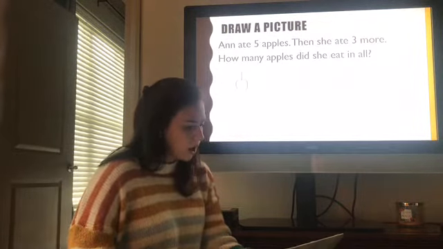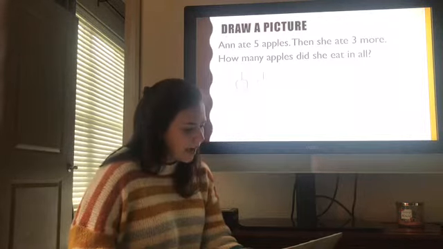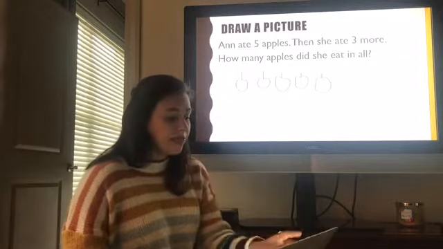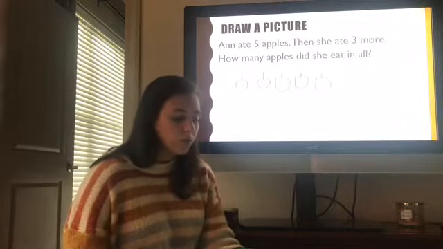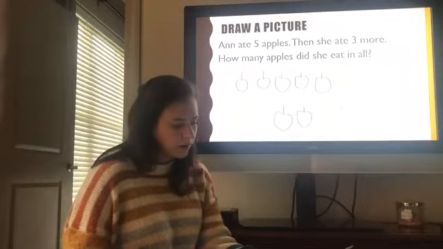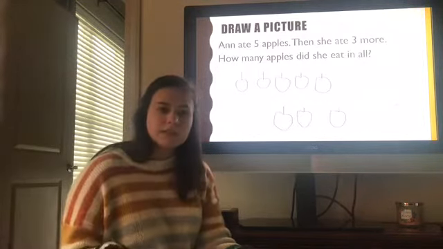First I'm going to draw the first thing that happened. It says Anne ate 5 apples. So I'm going to draw 5 apples up here. Make sure I count right. That's 4, 5. Then she ate 3 more. So I'm going to draw 3 more apples. So 1, 2, 3. Then it's asking me how many apples did she eat in all.